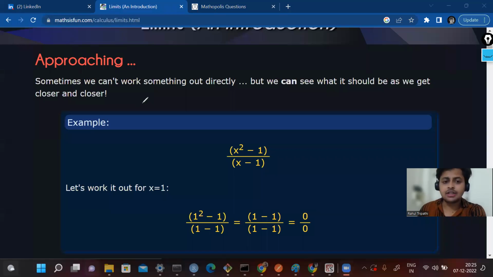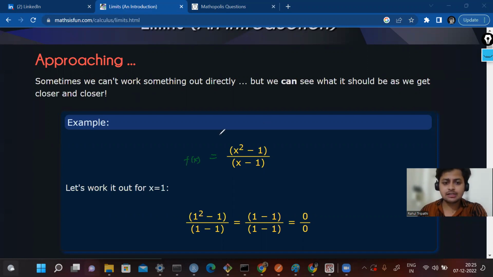Hi everyone. In this video, I'm going to talk about what a limit is. Before understanding what a limit is, we need to understand why we need limits. Let's suppose we have a function, f of x equal to (x square minus 1) divided by (x minus 1).